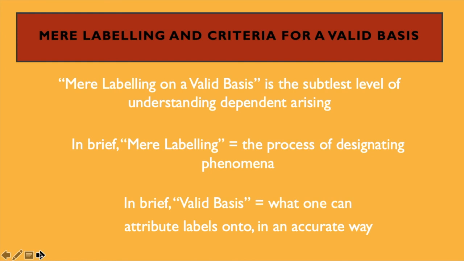So if you find the non-finding of the inherently existent self, then you have to conclude the only self that exists is an imputedly existent self, or a merely labeled self on a valid basis. In order to not make mere labeling on a valid basis too concrete or veer into inherence again, then you have to unpack these ideas.